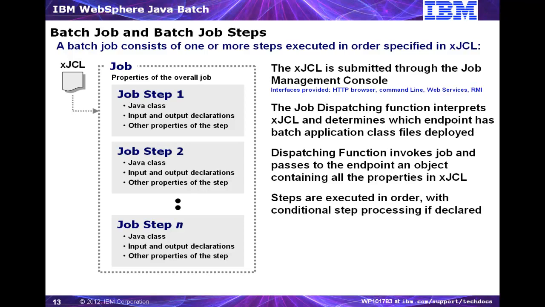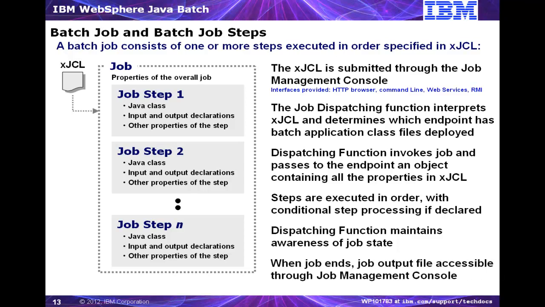The job steps are executed in the order specified in the XJCL. Conditional processing is supported, so if a job step does not complete or completes with a return code higher than acceptable, the subsequent step will not execute and the overall job will go into a restartable state. Throughout this process, the job dispatcher is aware of the state of the job and its steps as it executes in the endpoint. When the job completes, you may access the job output through the job management console. That output may be viewed through the browser function or downloaded as a zip file to your workstation.